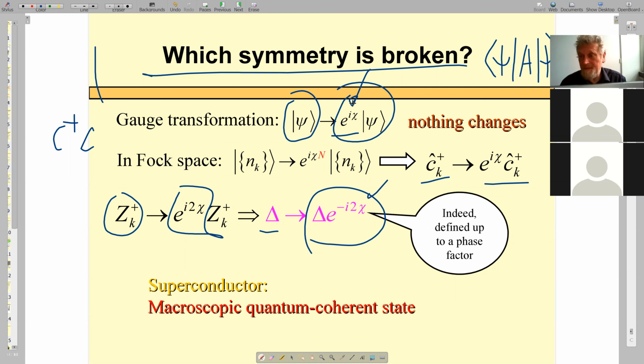And that makes it a macroscopically quantum coherent state. All right, so this is broken symmetry in superconductivity.